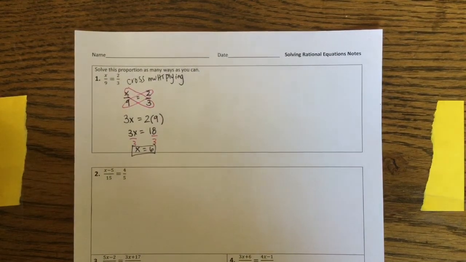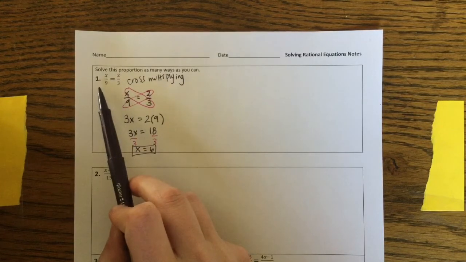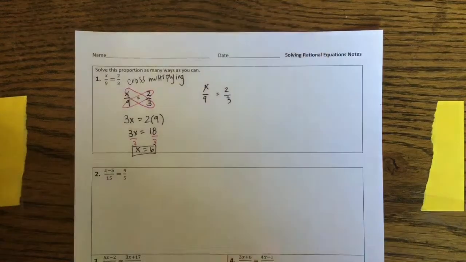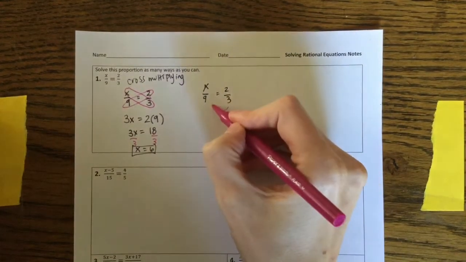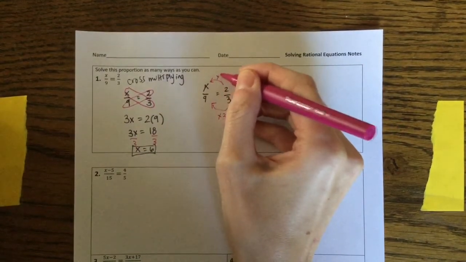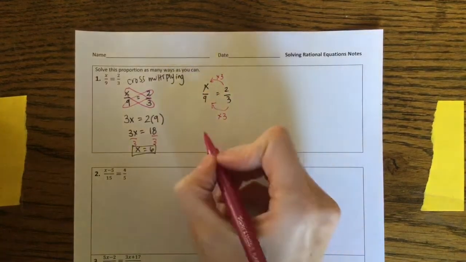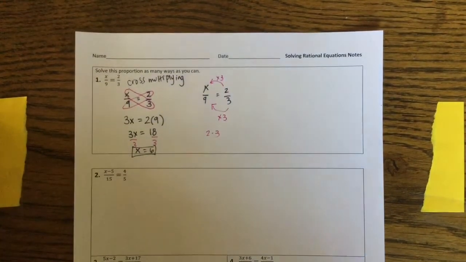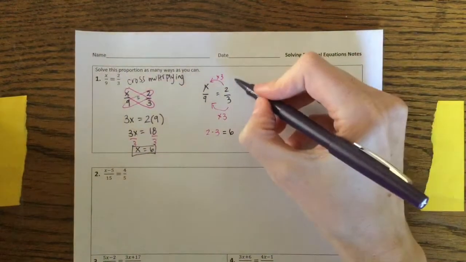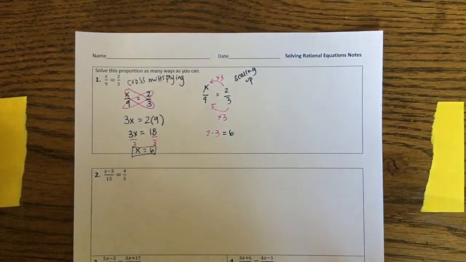Maybe the strategy that you used was noticing that this 3, if you multiply it by 3, you'd get to 9. I would call that scaling up. To get from 3 to 9, you would multiply by 3. So if you multiply the 2 by 3, that would get you the value of x. 2 times 3 would be 6, so you again get that x equals 6. I'm going to label that scaling up. That's what you could call that strategy.